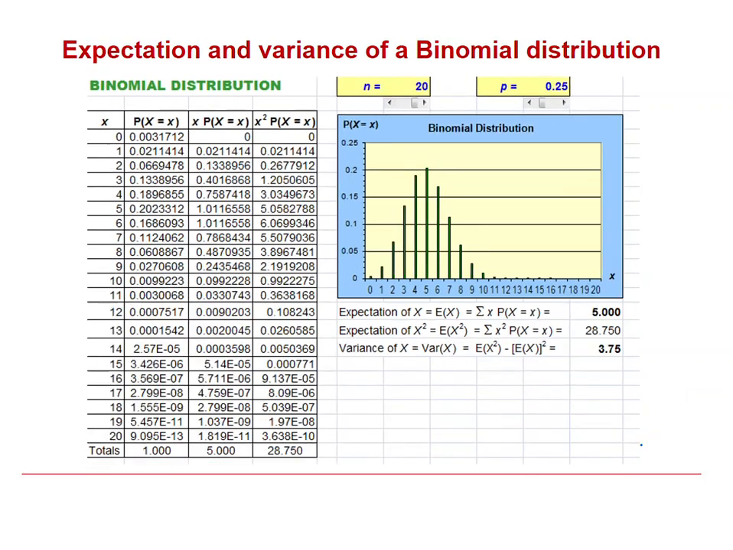Here is another example where n is 20 and p is a quarter. The mean, again, is n times p, 20 times 0.25, which is 5, and the variance is 20 times 0.25 times 0.75, which is 3.75.